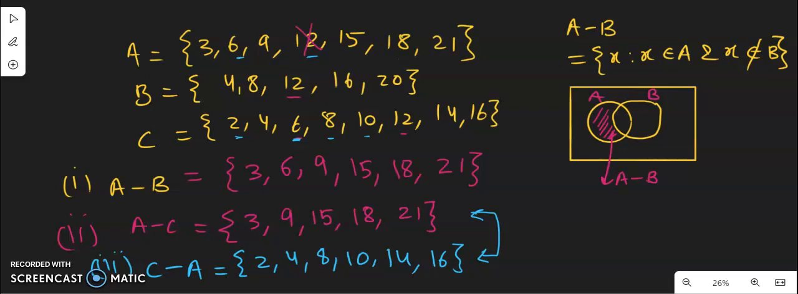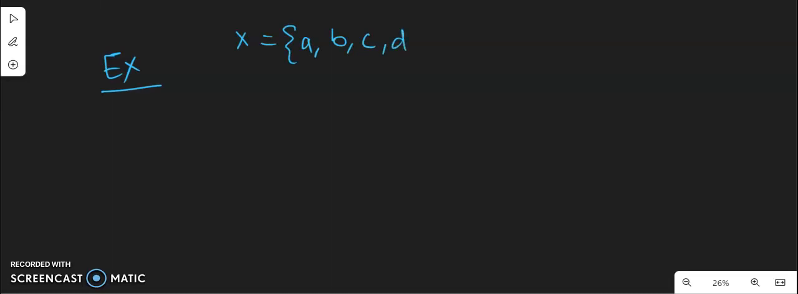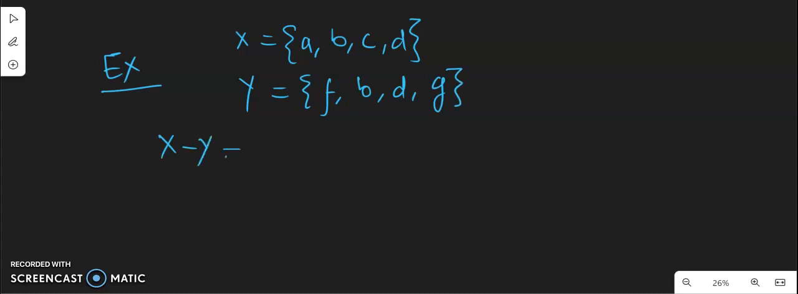Okay, I can take some examples where the members are not represented through numbers, but through text. So let me take one more example here. Suppose I've got a set X which has A, B, C, D, and a set Y which has F, B, D, and G. I want to calculate X minus Y.